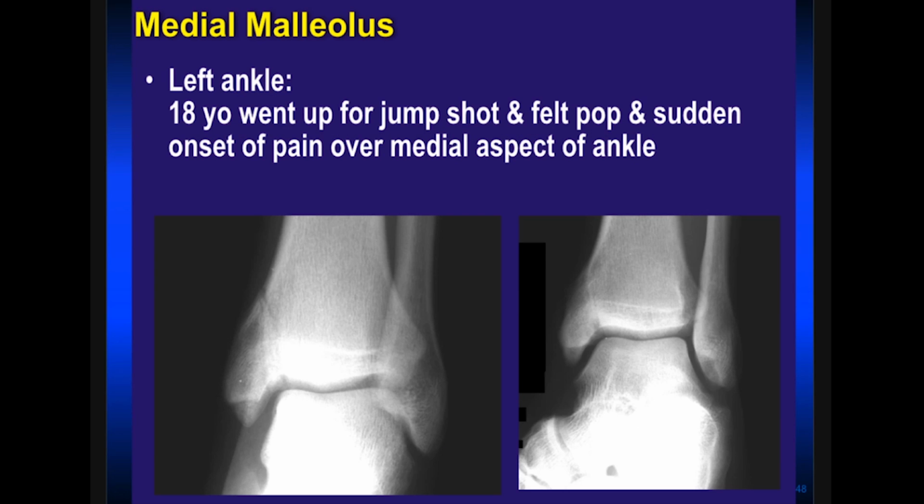This individual, a basketball athlete, went up for a jump shot, felt a pop, and had sudden onset of pain at the medial aspect of the ankle. These are his original films. He denied any pain, but it looked like this was probably a stress fracture of the ankle that does communicate intra-articularly, so if there's synovial fluid bathing this, this may go on to a non-union.